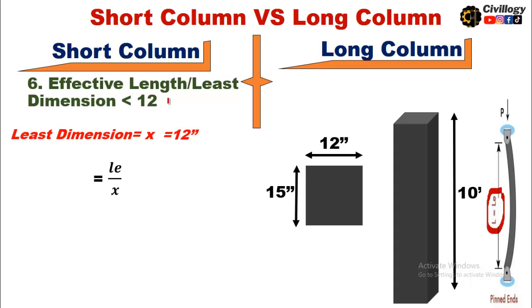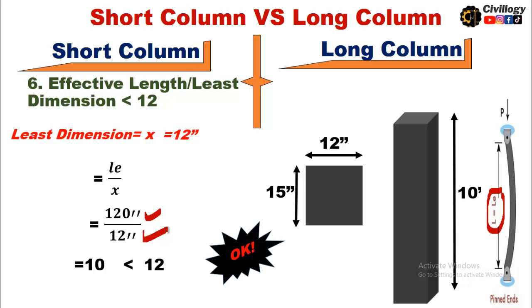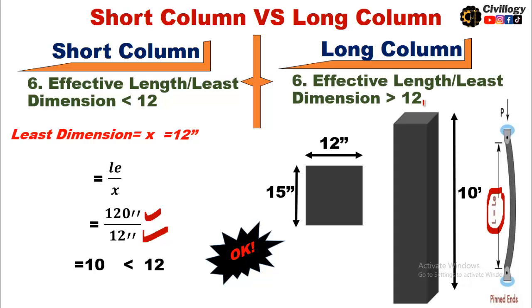So by considering this condition, LE, which is effective length divided by least dimension, the effective length in this condition is 120 inches, and when divided by the least dimension, which is 12 inches, we get the value 10, which is less than 12. So for such condition we can say that the column under consideration is a short column. On the contrary, if the ratio of effective length to least dimension is greater than 12, then this column can be categorized as long column. So I hope you have understood the whole topic.